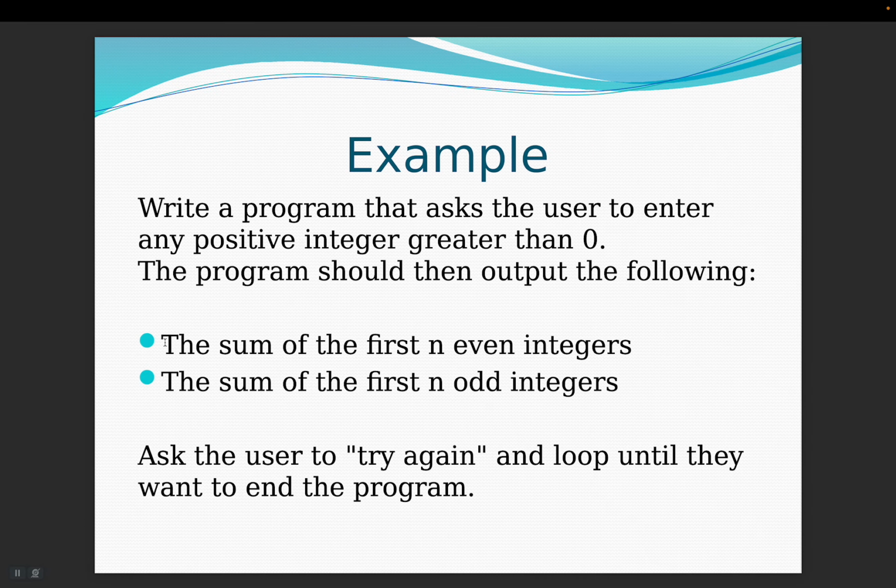We want a program that asks the user to enter any positive integer greater than zero, and it's going to output two things: the sum of the first n even integers. So let's say the user put in 10, then we want the even numbers between 0 and 10, which would be 2, 4, 6, 8, and I guess 10 included. Okay, and we want the sum of those numbers. And then obviously for the other one we want to do the odd numbers.